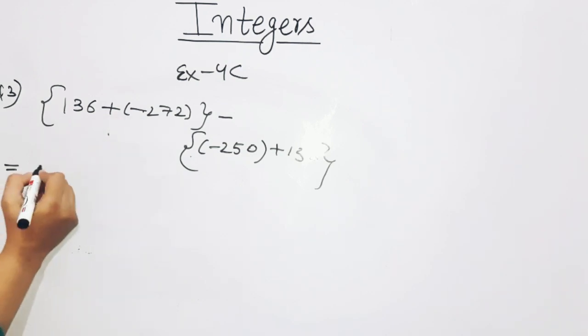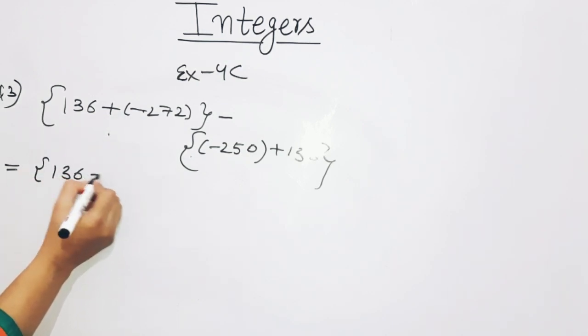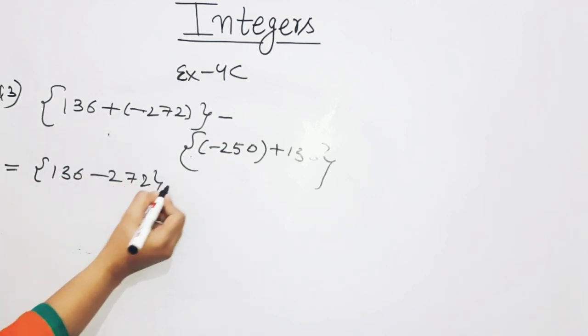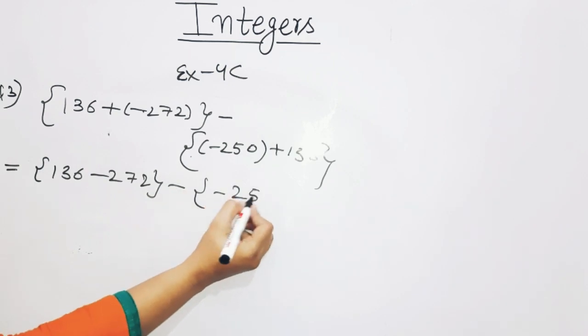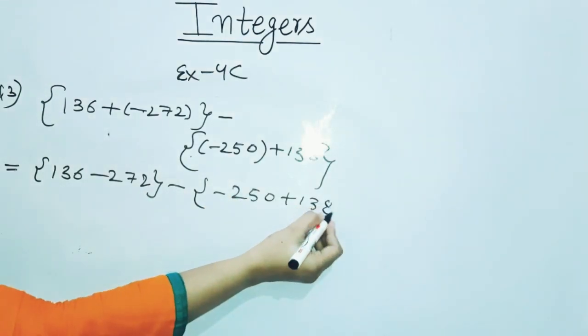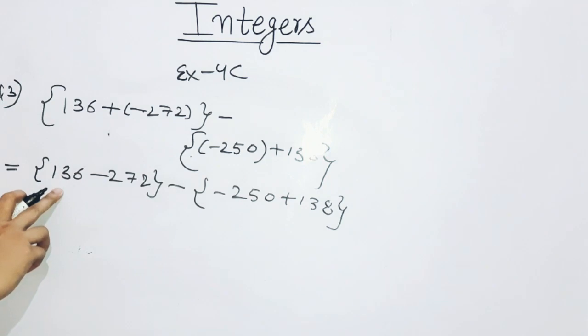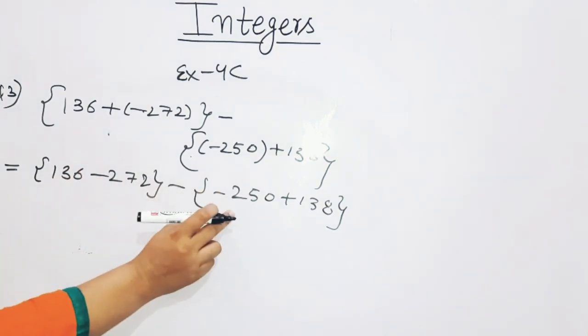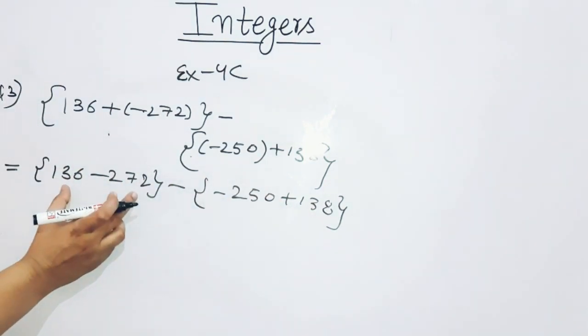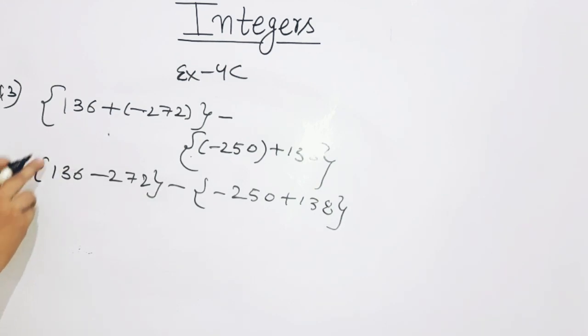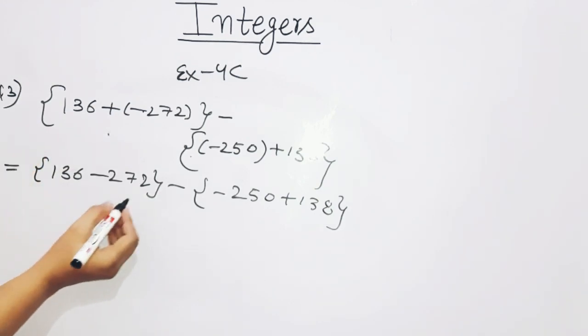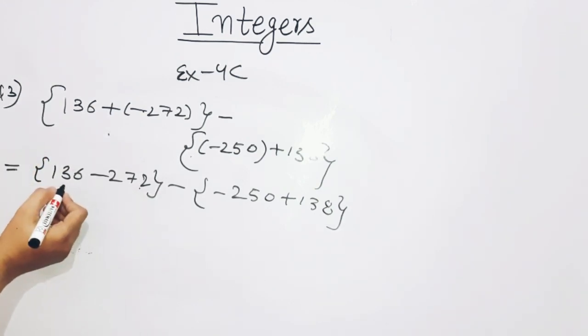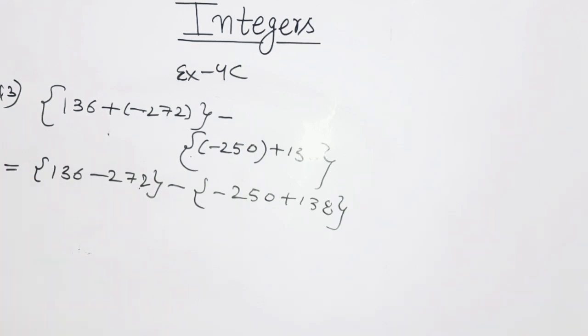Plus minus minus, right? Again minus 250 plus 138, right? Now one positive, one negative, one negative, one positive. So this is in bracket. These brackets are called curly braces, right? So 272 minus 136. What will be the answer?